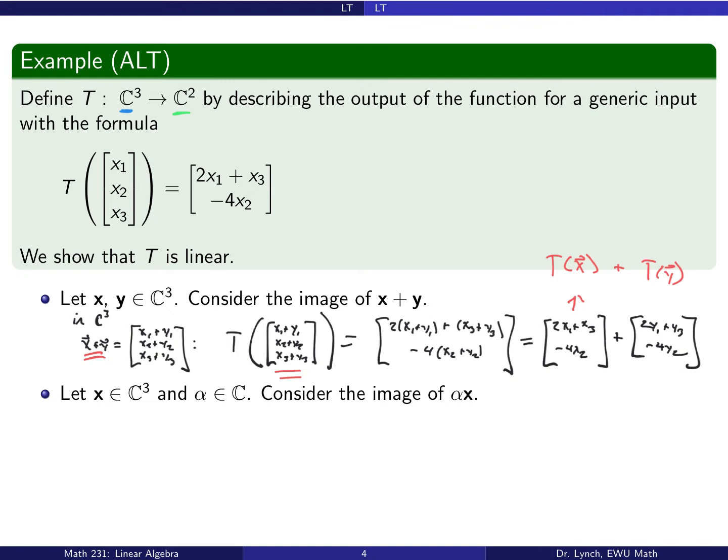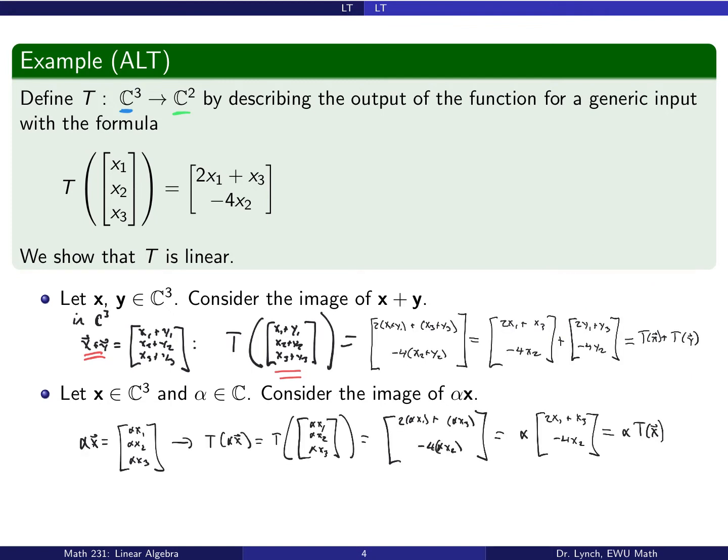Okay, it's similar for scalar multiplication. We see that, again, the image of alpha x is alpha times the image of x. So these two computations, the image of the sum is the sum of the images, and the image of a scalar multiple is a scalar multiple of the image, show that the formula for that transformation T is linear.